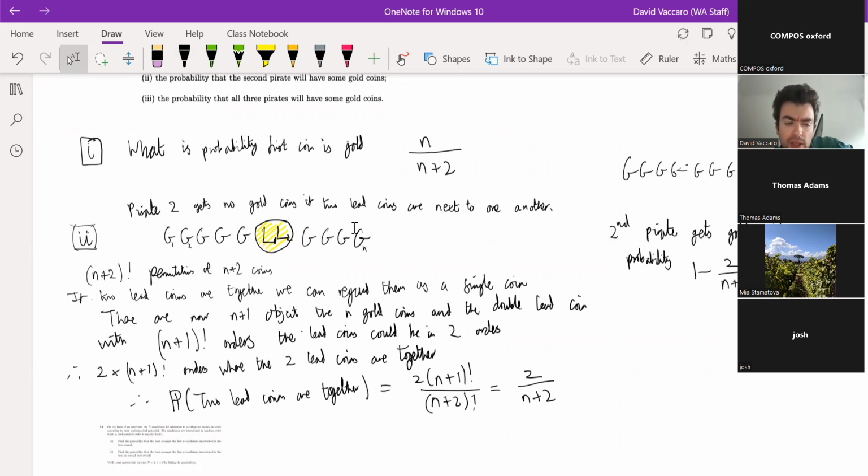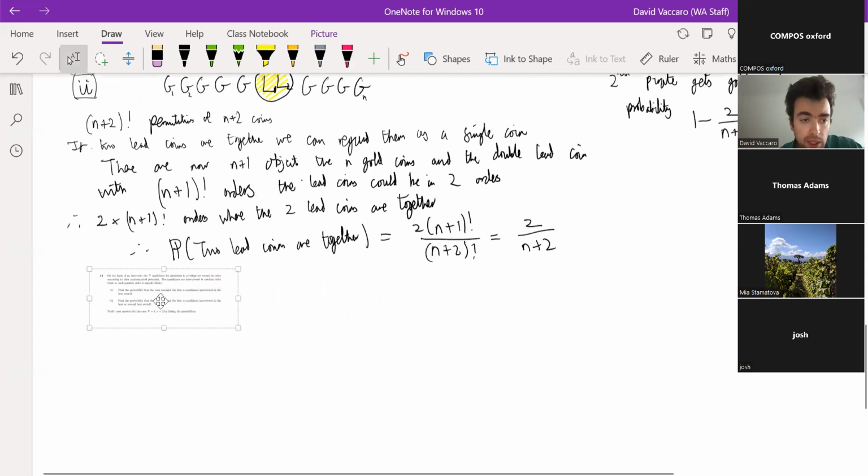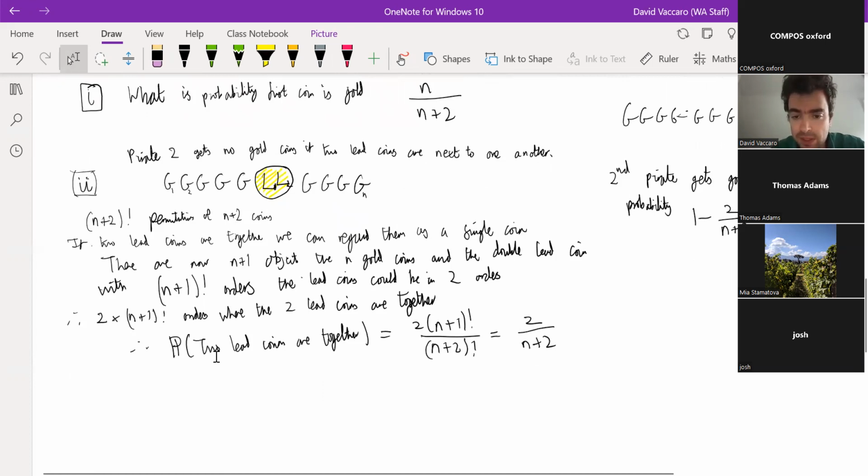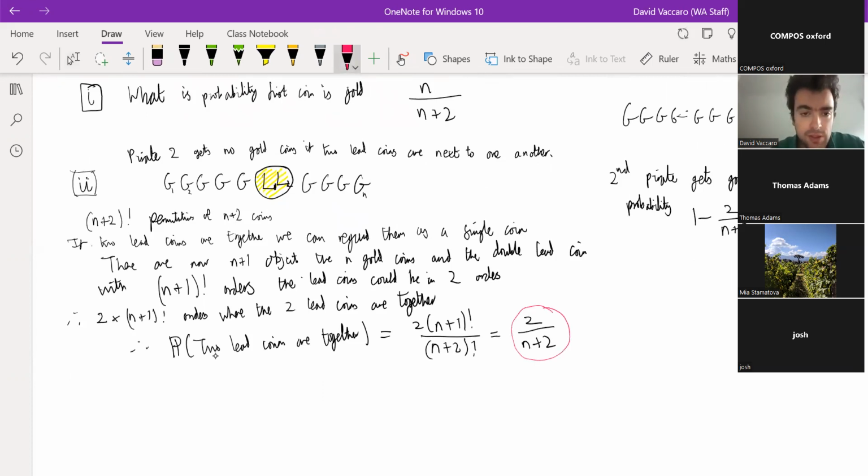Can anyone come up with a simpler argument? And the simpler argument will really help doing part II. And sometimes the simpler argument only emerges when we've got the probability from some complicated argument.